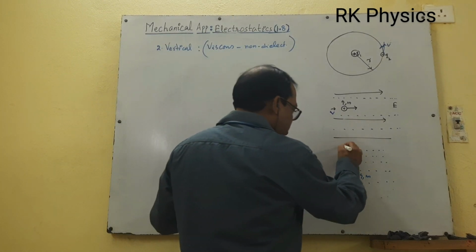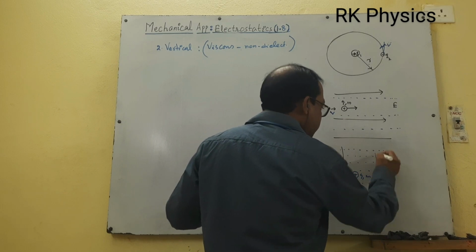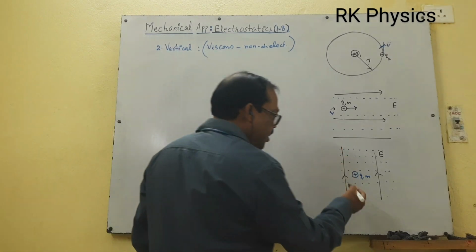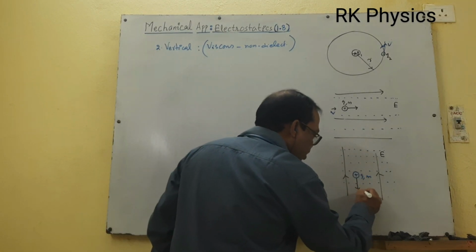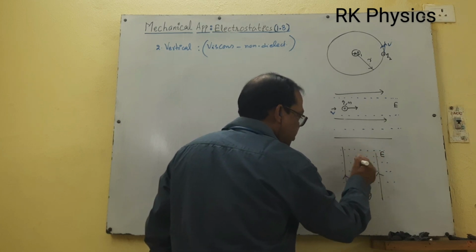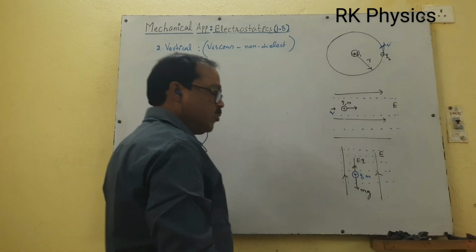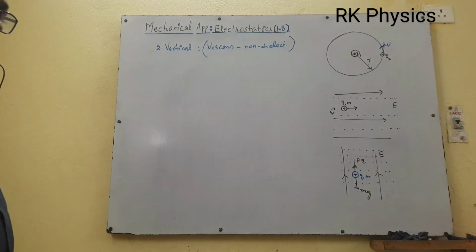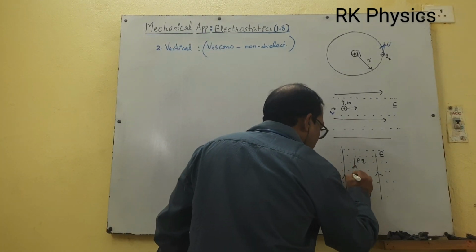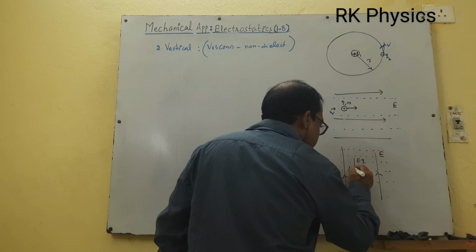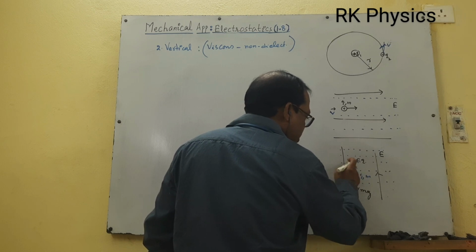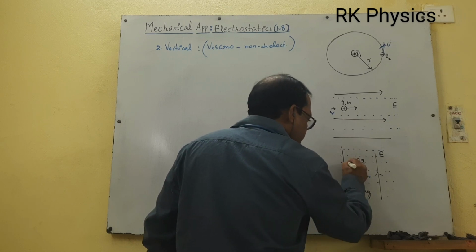Now in this case, suppose this is the direction of the electric field. If this is the direction of electric field, how many forces are acting? Weight mg and electric force EQ. Okay? Weight mg and electric force EQ. Now the object has some tendency to move up. Suppose it has some tendency to move up, with velocity v.